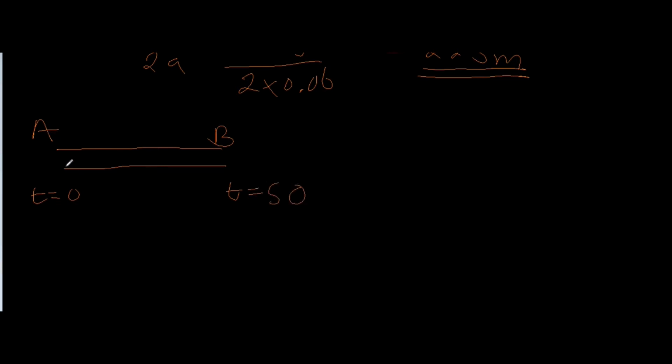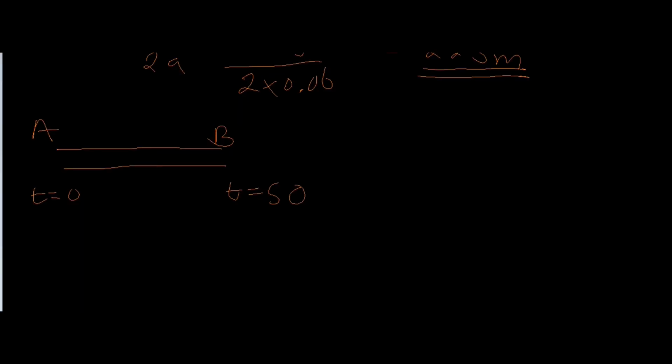So the car leaves A at t is equal to 0, and the car reaches B at t is equal to 50, because it leaves at the same time as the cyclist and it arrives at the same time as the cyclist. If the cyclist arrives at t is equal to 50, then the car also arrives at B at t is equal to 50. If the car leaves at the same time as the cyclist, since the cyclist leaves at t is equal to 0, then the car also leaves at t is equal to 0. So what does that tell us? It tells us that it takes 50 seconds for the car to get to B, just like the cyclist as well.